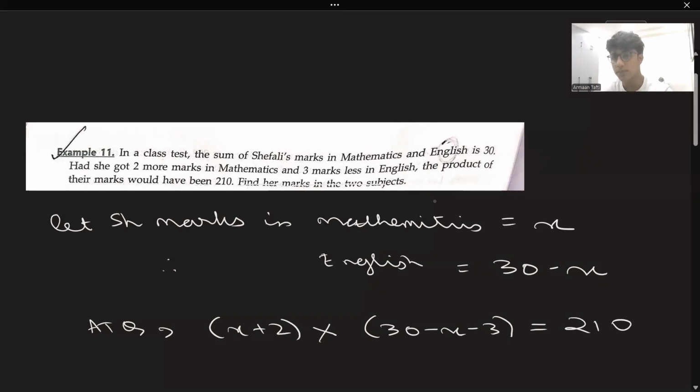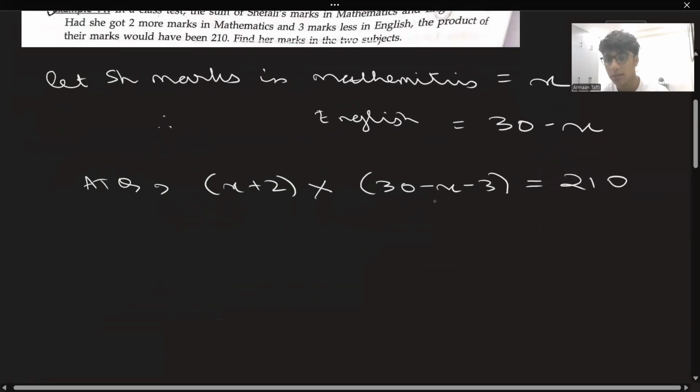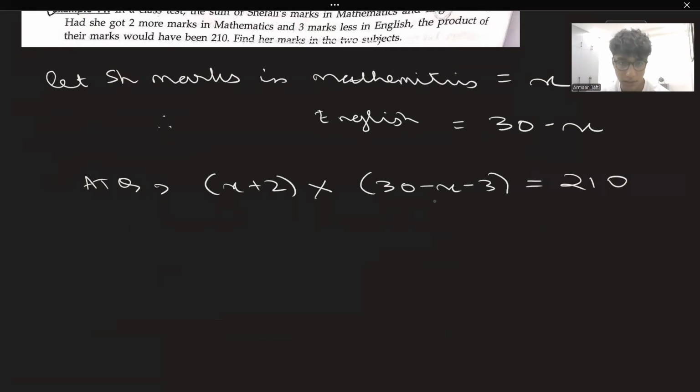So you see how you systematically approach the question. We first start with the given, then according to the question, they always say if, then. So if 2 marks more in mathematics, X plus 2, 3 marks less in English, 30 minus X minus 3, the product of the marks should have been 210. And now you've got a quadratic equation in one variable and you just simplify and solve. I'll be solving them really fast, and you should also note how I'm solving them so that you also don't waste time on your calculations.